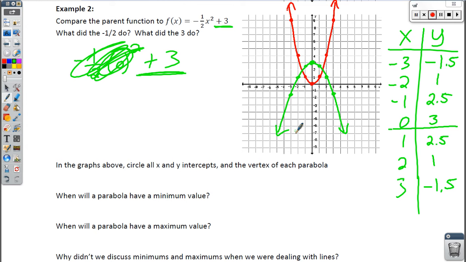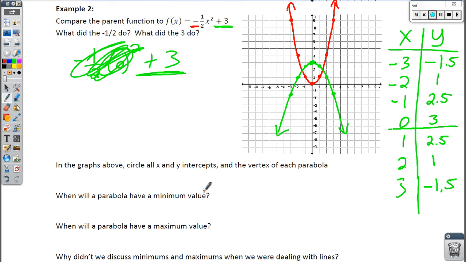Now let's compare this to the parent function. So the obvious one here is that it's flipped the other way. So it's opening downwards instead of upwards. So that's the major difference. And just like with absolute value transformations, that's because the number we're multiplying by out front is negative. That will flip over the absolute value. It'll also flip over the parabola.